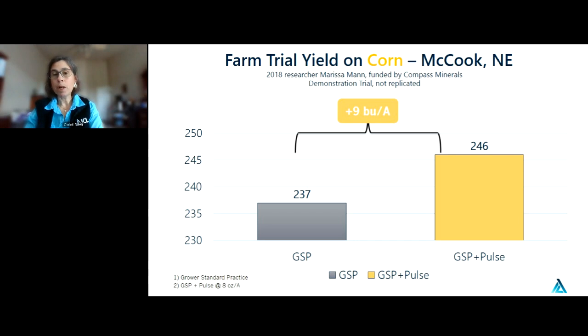This was a farm trial that was done on corn, and it was in Nebraska with the Nova Pulse. And you can see here we had a 9 bushel increase, and this was Pulse at 8 ounces per acre foliar application compared to the grower standard.